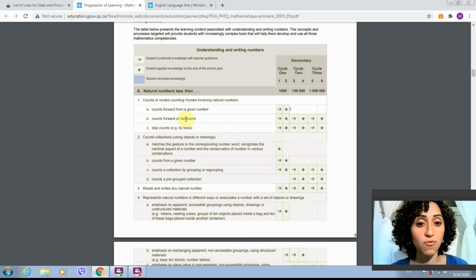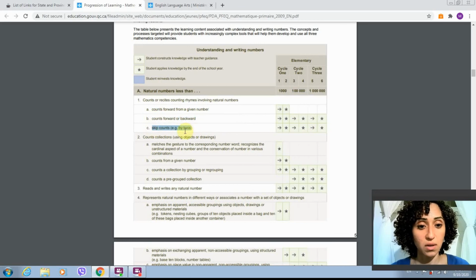The counting forward and backwards: in 1st grade, they should be constructing that knowledge with teacher guidance. By 2nd grade, they should apply that knowledge. And then it starts again here because there's a higher number. So they're constructing that knowledge in 3rd grade for up to 100,000, and by 4th grade, they should apply that knowledge by the end of the school year. So as you can see, the standards are very specific.